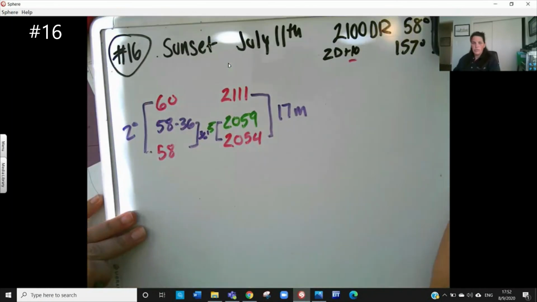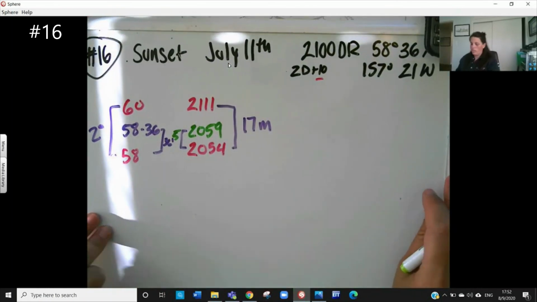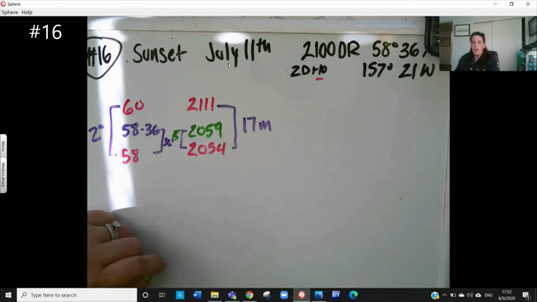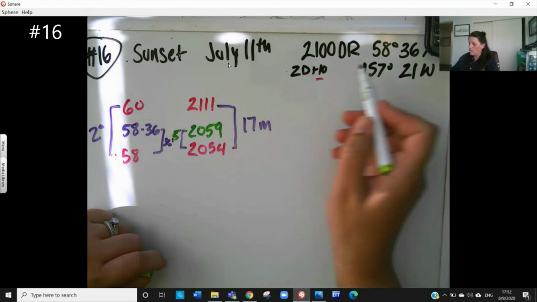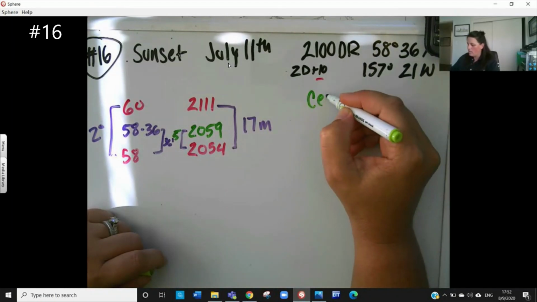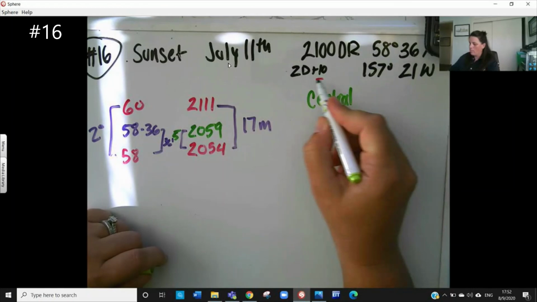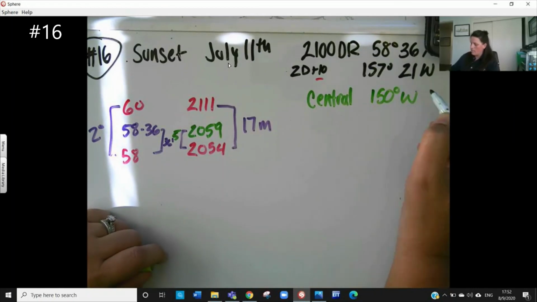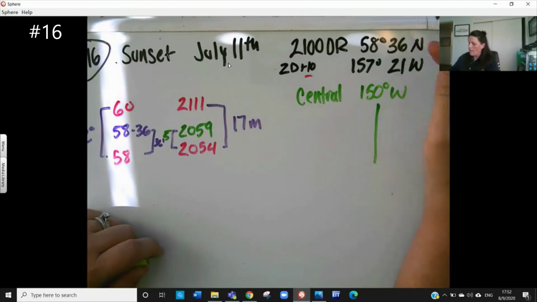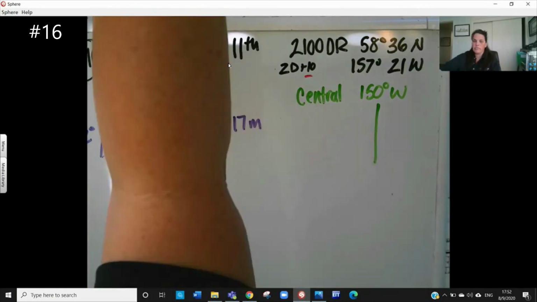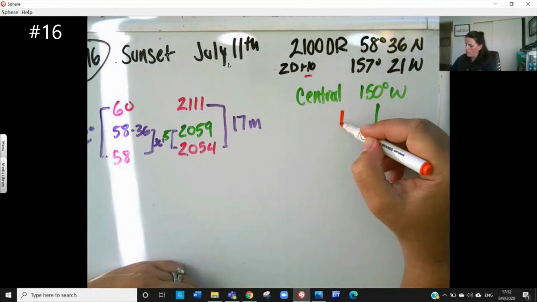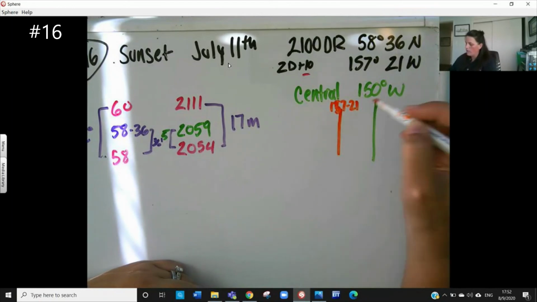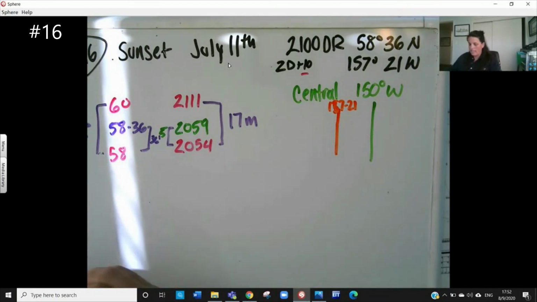And now we need to correct for longitude. Our sunset is going to happen at 20:59 on the central meridian. So what is the central meridian? With a 10, it's going to be 150 degrees west. If I'm at 157 degrees 21 minutes, what is my DLO?